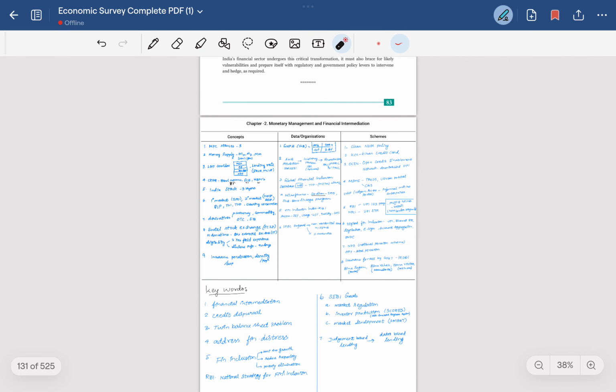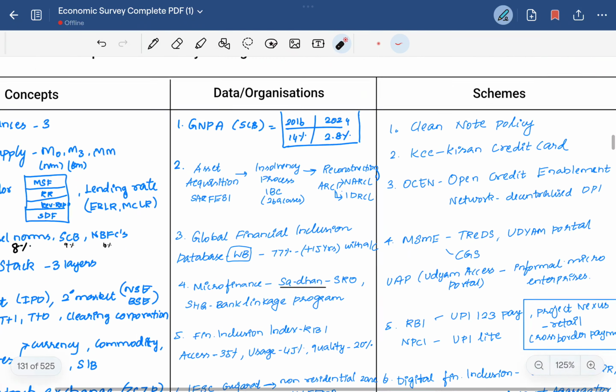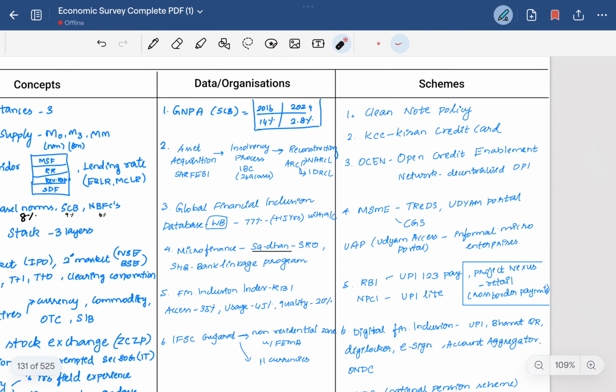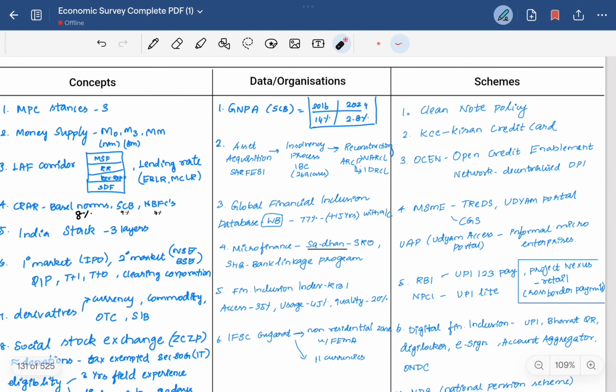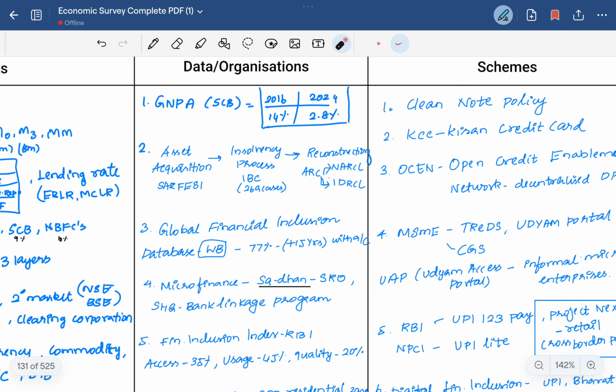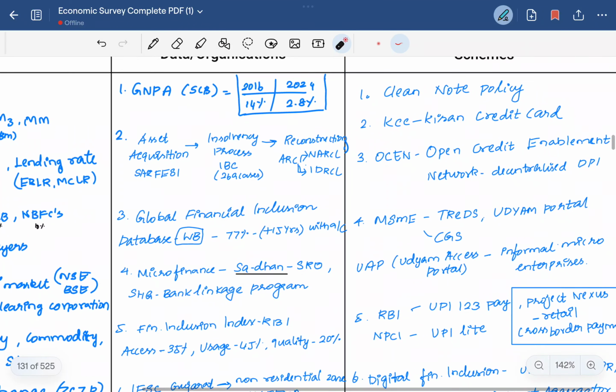These are some of the concepts which are discussed here. Then let's go to the data and organizations. The gross non-performing assets for the scheduled commercial banks have been significantly reduced from 14% in 2016 to 2.8% in 2024. I have codified these data which can be used somewhere in the mains answer, so that it will be useful in the future. It might change, so get updated with these data.